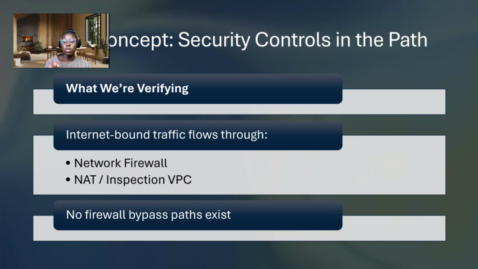The part 3 is on security controls in the path. So security controls would only work if traffic actually goes through them. But here we're trying to answer, is there anything sneaking around my firewall without me realizing it? So we are going to verify that internet bound traffic actually flows through the network firewall, and then through the inspection VPC or the NAT VPC in that case, and there are no firewall bypass paths in that case. Okay, so let's create a new network access scope.